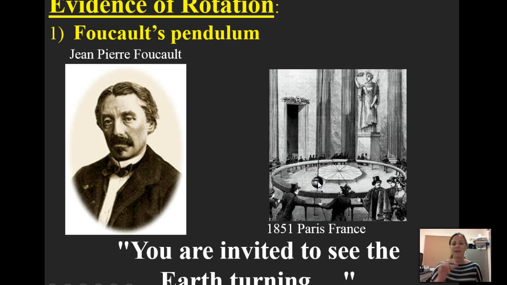A pendulum is a swinging object suspended high over the ground, and it swings back and forth in the same direction all day. And what Foucault discovered is that if you set up certain pegs in a circle around the pendulum, as the Earth rotates every hour, different pegs get knocked over from this swinging pendulum.